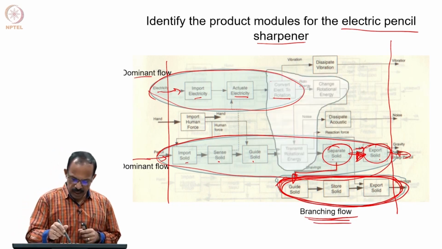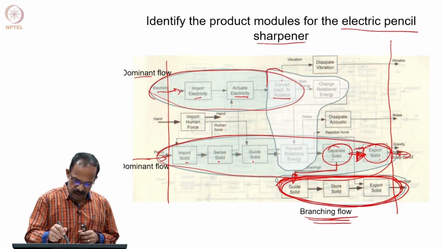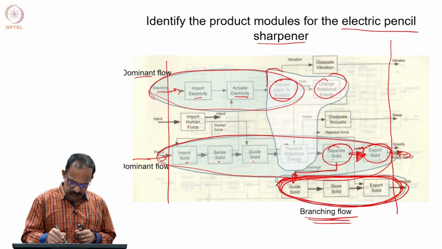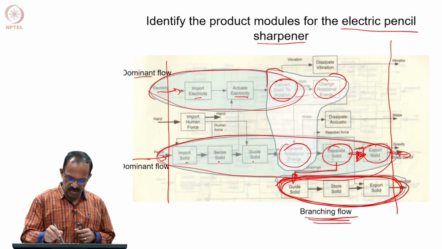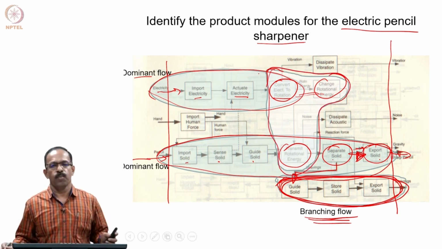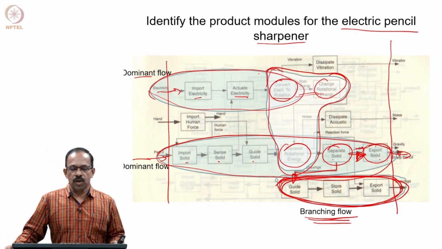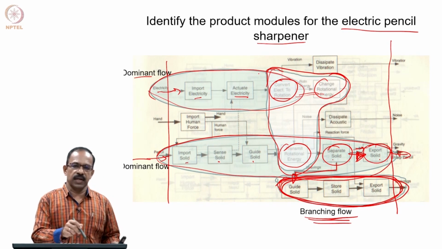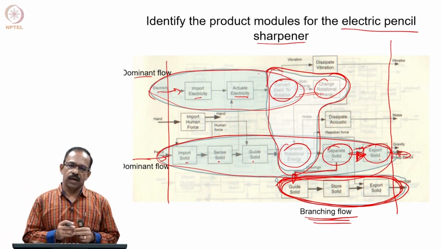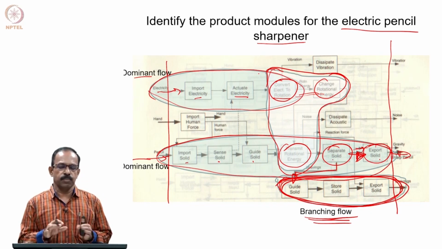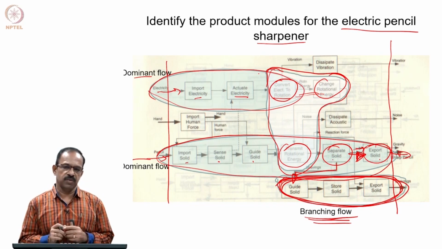Now, this can actually be considered as a conversion. Here you have a conversion to electrical rotation, then change rotation energy and transmit rotation energy. So, this can be considered as a conversion transmission chain, and this will be another potential module, a conversion transmission module. Now we can see that by using the dominant flow heuristics, we will be able to tell what the potential modules are that are possible within this product.